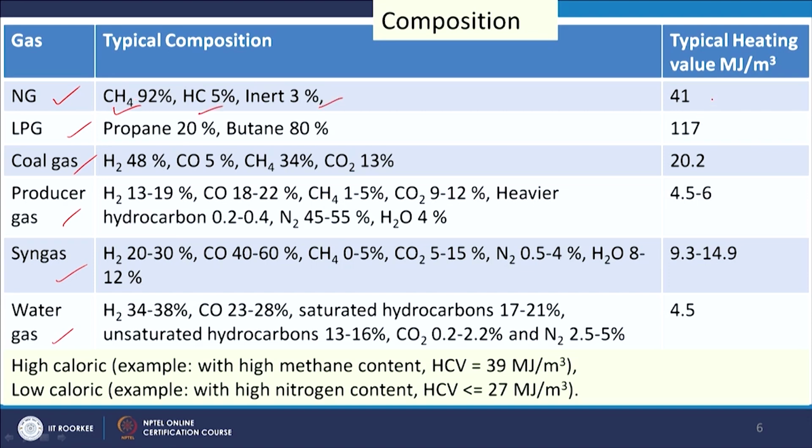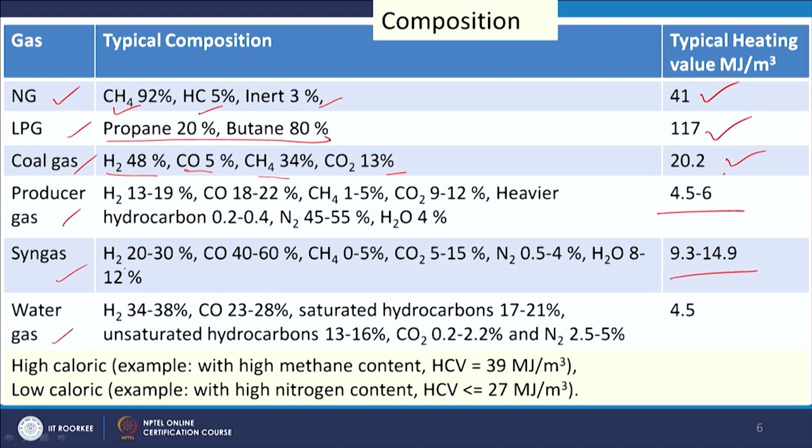So, here we see the heating value is 41. Then we go for LPG, propane and butane, higher hydrocarbons, and we are also getting very high heating value. Whereas coal gas has hydrogen 48%, CO 5%, CH4 34%, CO2 13%, but its heating value is 20.2 megajoule per meter cube. Producer gas has a very low heating value, and syngas has 9.3 to 14.9.